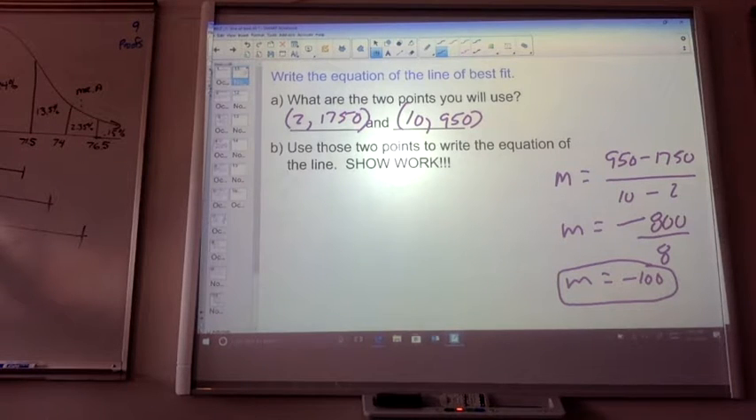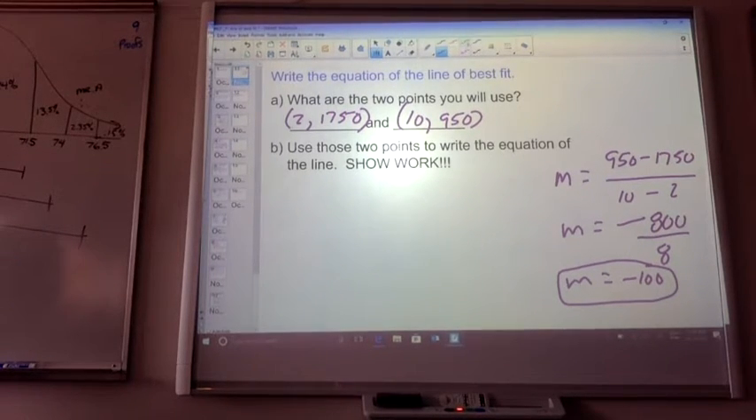So that's negative 100 over 1. That means in the context of this problem, I spend $100 every week. Is that a lot of money? No, not really. I mean, you're getting $100 a week to spend. You've got some good walking around money.